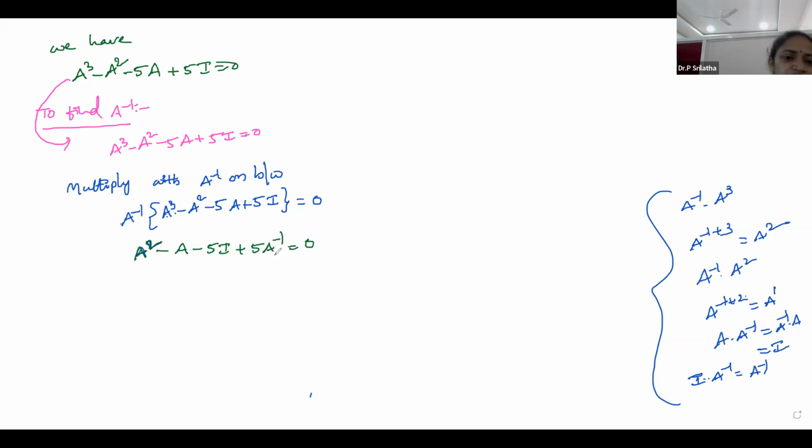But we need A inverse, right? So for that, if I take these values to the right side, it will be minus A square plus A plus 5I. So A inverse equal to, since we are multiplying with 5, we have to write it like this: 1 by 5 into minus A square.